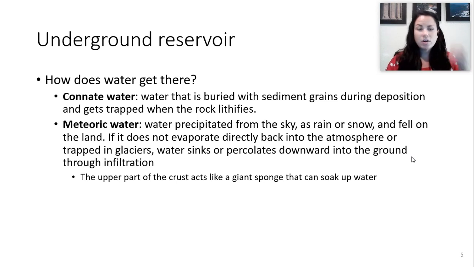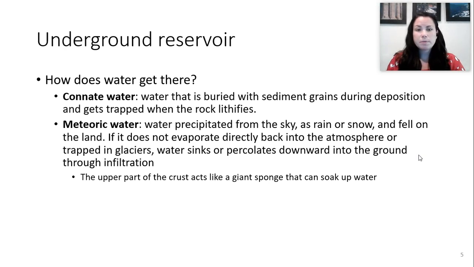So what are these underground reservoirs and how does water get there? We have two different ways, and the majority of that is from connate water. And this is water that's buried with sediment grains during deposition and gets trapped when the rock lithifies. And the other is meteoric water.